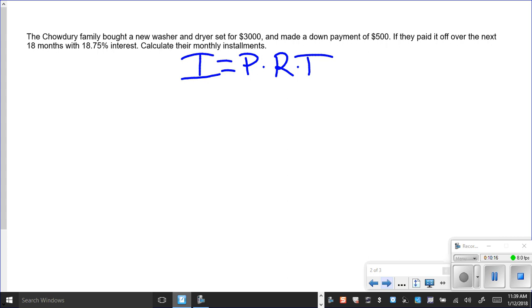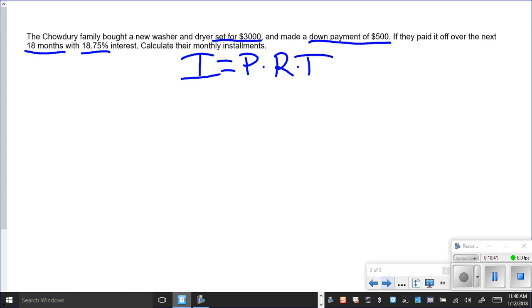First off, we have to understand what the number 3,000 is, and what this number 500 is. I know it's a down payment, but what exactly is that? 18 months, okay, that's familiar. That looks like a time. 18.75%, that looks like a rate. So those two are pretty easy. We can drop those in. We'll have 18 months here for time.